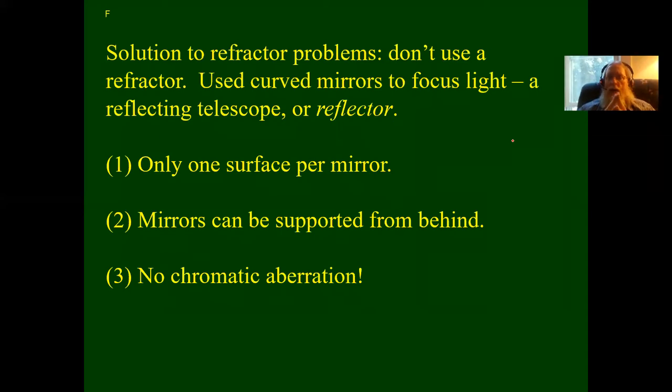All right, now we ended the last lecture by looking at some of the problems encountered in a refracting telescope that limited the size of the objective lens, and this problem of chromatic aberration, that a refracting telescope can't focus all colors at the same place. And the way to get around these problems is don't use a refractor. Instead of a refractor, use a reflecting telescope or a reflector. I apologize for the similarity of the words refractor and reflector. It's not my fault.